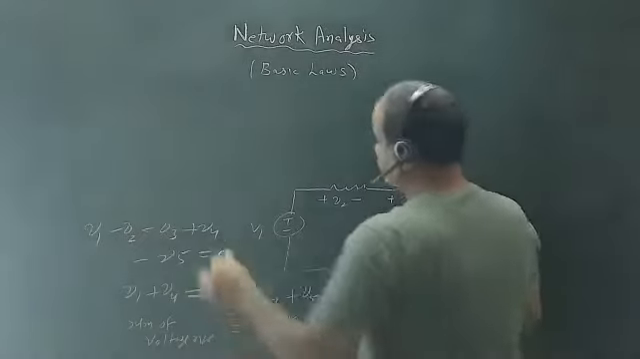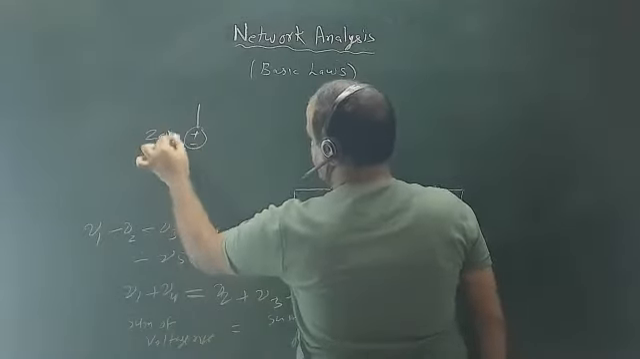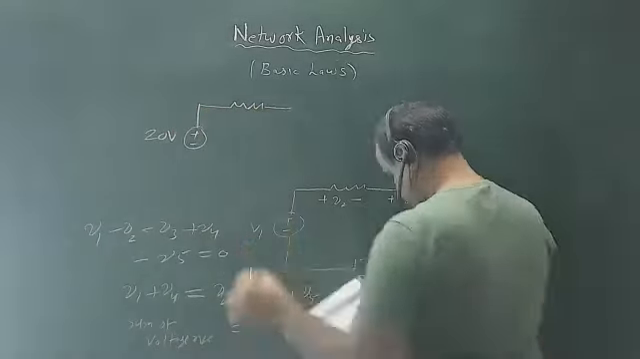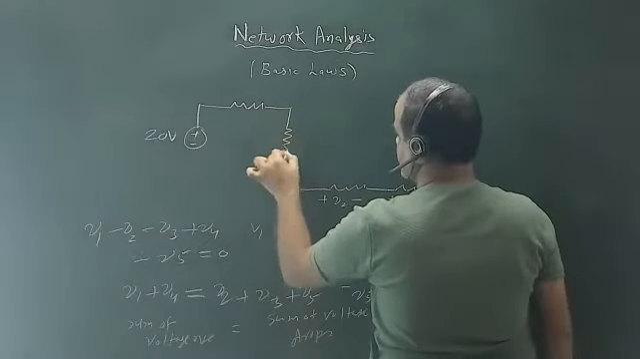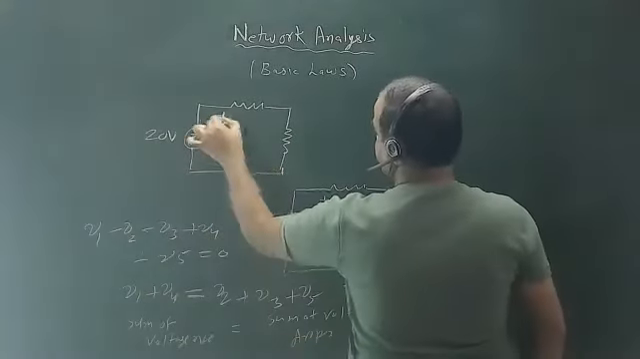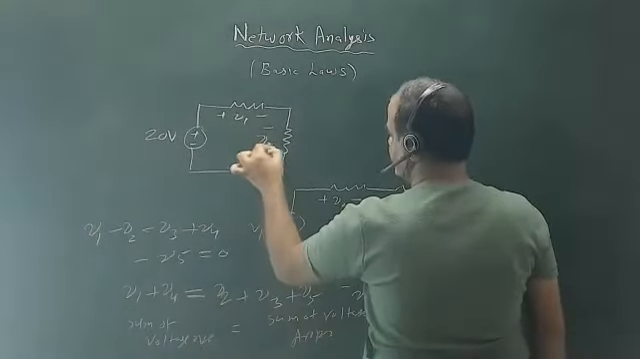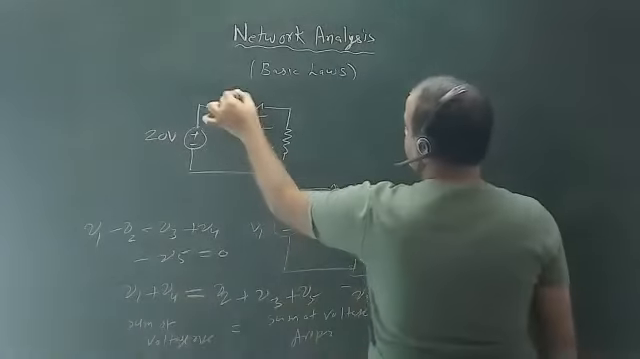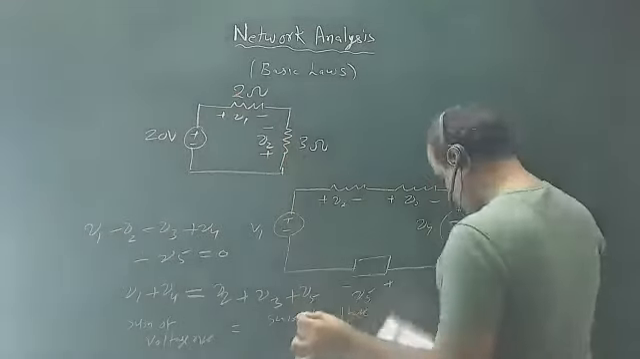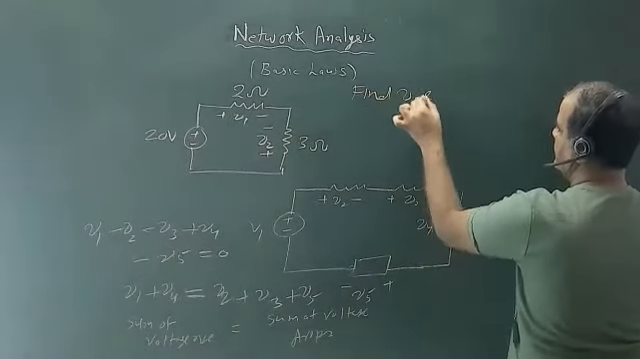So I was given a circuit. Say this is my 20 volts. This is 2 ohm. And this is my 3 ohm. Okay. So here the voltage is given plus minus V1. And here they are given minus plus V2. This is already given in the circuit. Okay. So this is 2 ohm. And this is 3 ohm. And they're asking find V1 and V2.